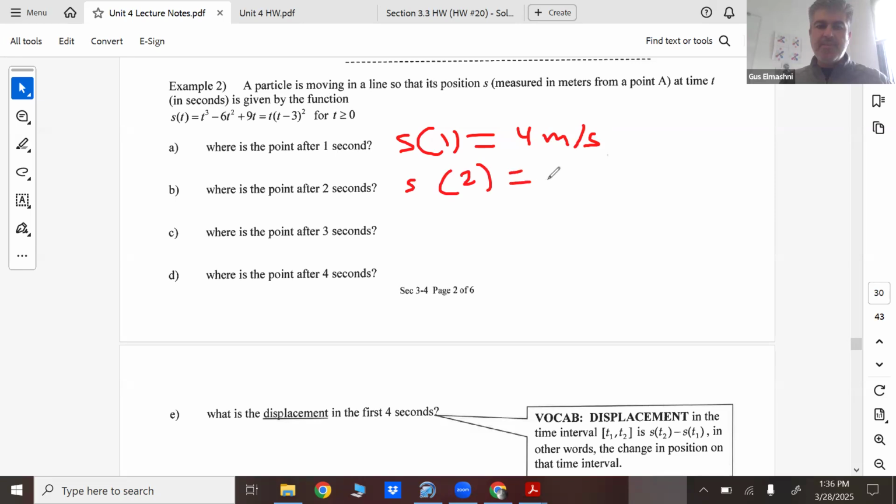Is this like the double derivative thing? Not yet. We're getting there. We're just doing position right now. We're not even doing derivatives, not even doing any calculus. We're just plugging into the position function.